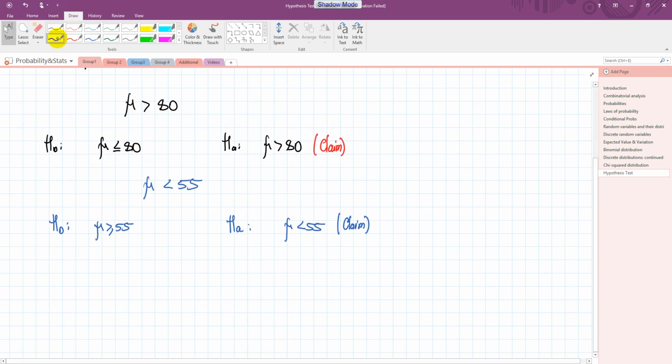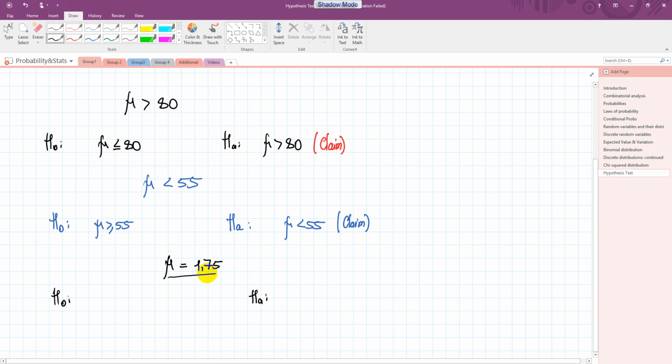So let's calculate. I measure the average height of the students, and I'm saying the average height of the male students in this university is equal to 1.75, for example. This is my claim. So what is going to be the null hypothesis and what is going to be the alternative hypothesis? It has the equality sign, right? So the null hypothesis is going to be mu is equal to 1.75, and the alternative hypothesis should be its complement. It's going to be mu is not equal to 1.75, okay? In this case, our claim is the null hypothesis, right?